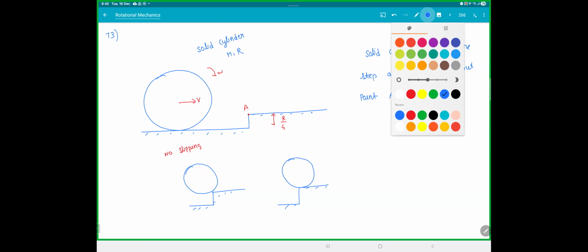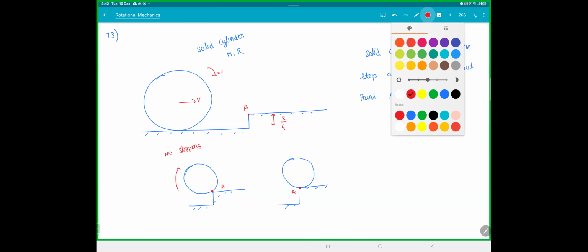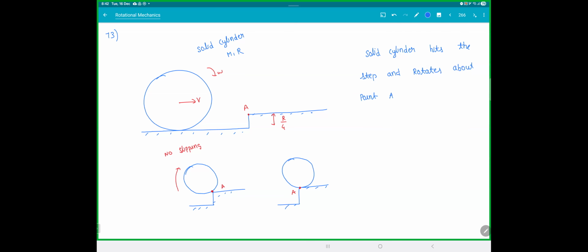So it feels as if A is like a hinge. It is rotating about this, and it has climbed the step. Now, if you go very slowly, you'll hit the step and bounce back. If you go too fast, you'll fly over the step. So there is a minimum speed to climb the step. Find V minimum so that it climbs the step.